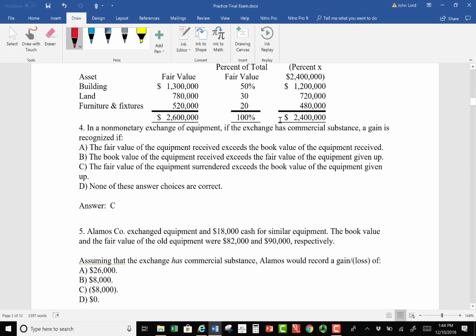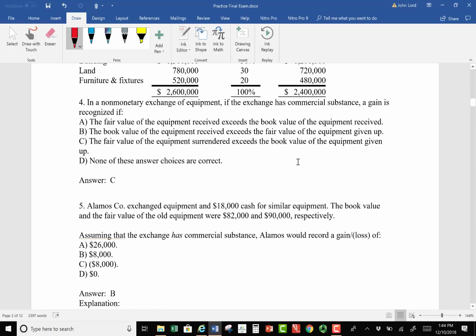In a non-monetary exchange of equipment, if the exchange has commercial substance, a gain is recognized. Transaction has commercial substance. That means that we're just going to calculate gain the way we always do, right? Which is the difference between the higher fair market value and the lower book value, right? And so the gain is there when the fair value of the surrendered equipment exceeds the book value.